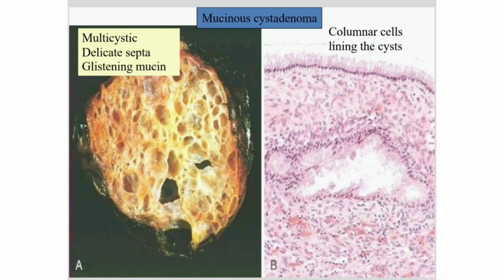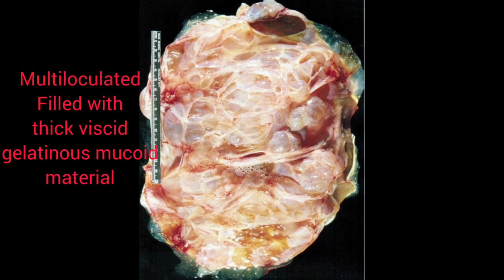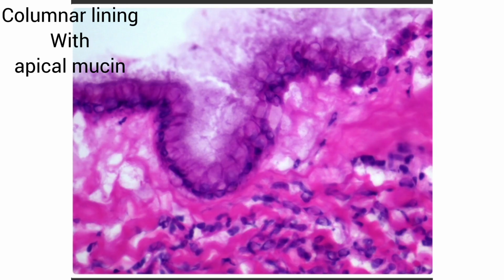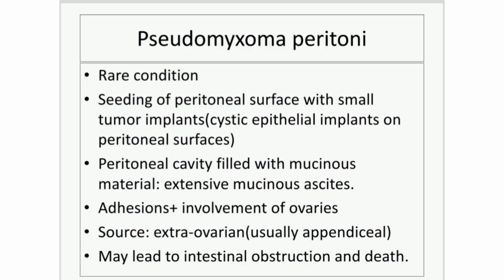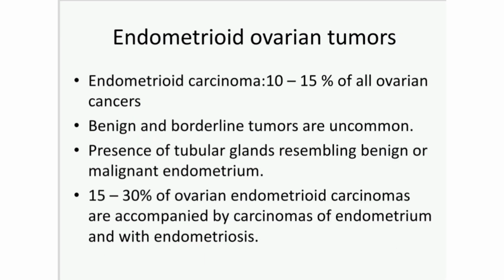This is how it looks: grossly multicystic with delicate septa, and microscopically columnar cells lining the cyst wall. Grossly, you can appreciate the multiloculated cyst filled with thick mucin and microscopically lined by columnar epithelium with apical mucin. A word about pseudomyxoma peritonei, where the peritoneal cavity is filled with mucinous material.